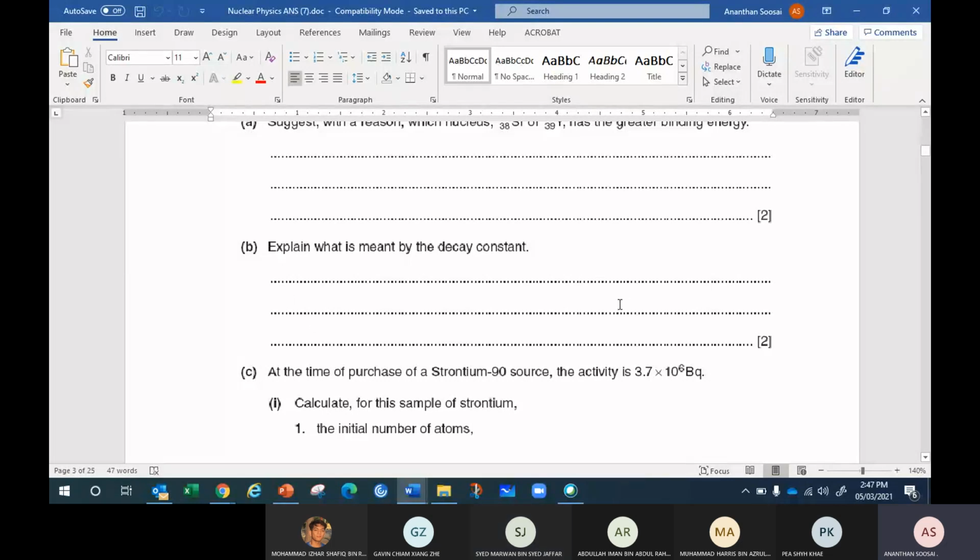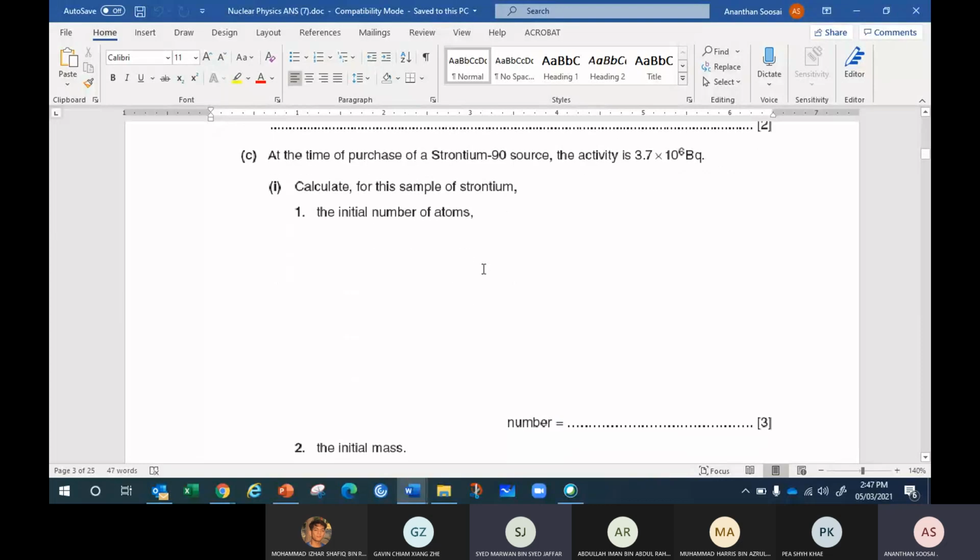Next, explain what is meant by decay constant. Shinho, what is meant by decay constant? Two marks. It's the probability for a nucleus to decay per unit time. Okay, good.